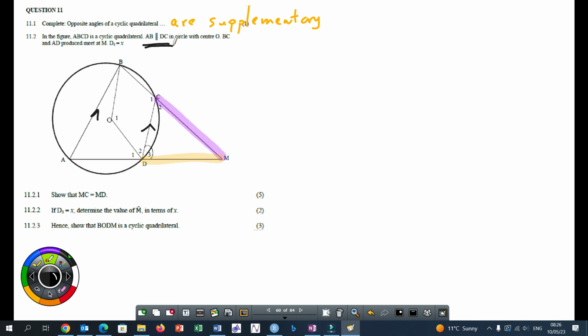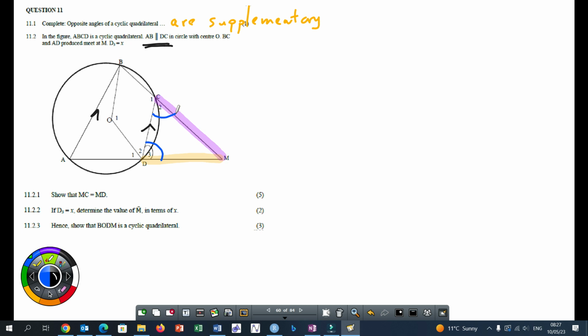Okay, now if you want to prove that two lines are equal or two sides of a triangle are equal, you have to prove that these two angles, this angle and that angle, are equal first. I'm going to repeat that and make sure you pay attention. If you want to prove that MC is equal to MD, these are two sides of a triangle. You have to prove that the angles that are opposite those two sides are equal.